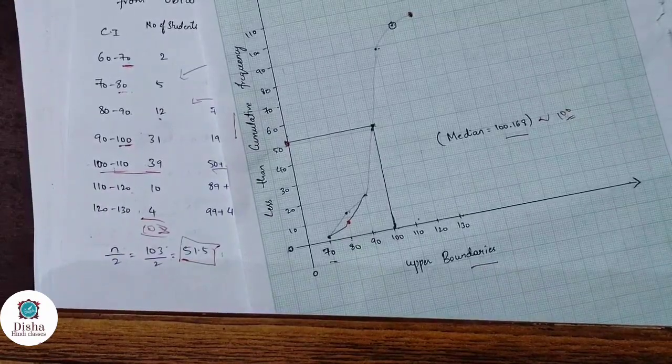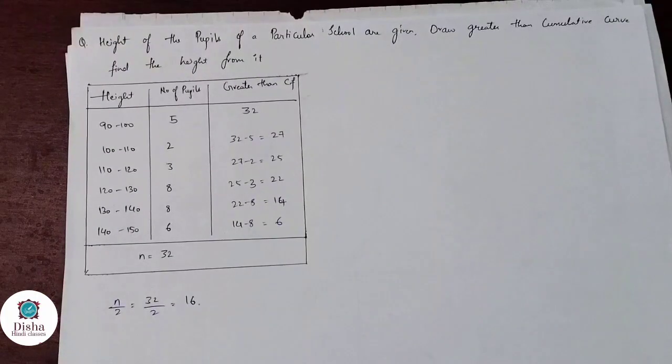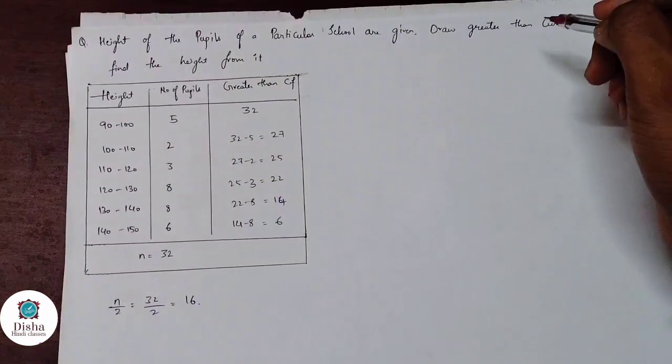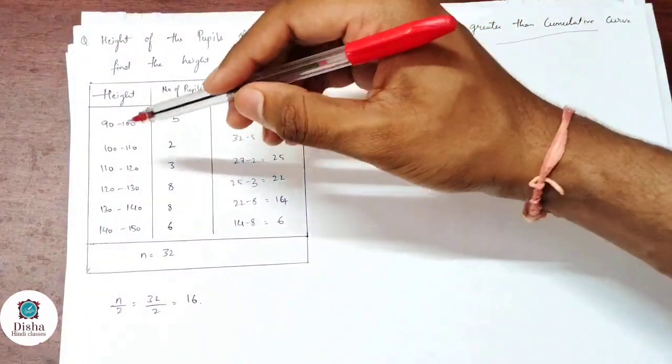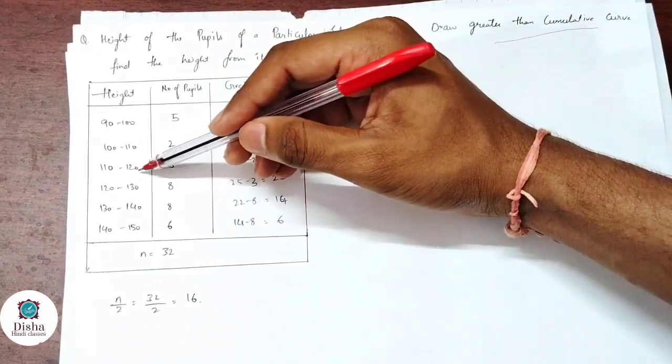Next, we'll be looking at the greater than cumulative curve, or the greater than ogive curve. So now we have a problem where the heights of the pupils of a particular school are given, and we have to draw the greater than cumulative curve, and we have to find the height from it. So till now we have done the less than cumulative curves, less than frequencies. Now we have to find the greater than cumulative frequencies. So how would we do it?